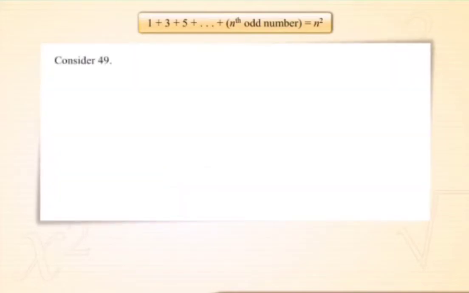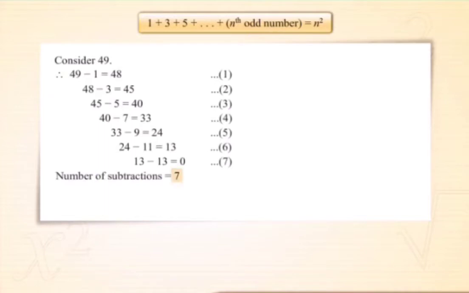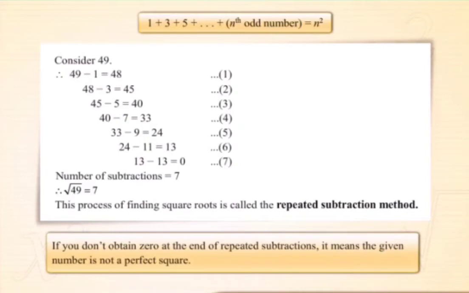Consider the number 49. Now, starting from 1, subtract odd numbers from 49 until you get 0. The total number of subtractions you performed is 7. Therefore, the square root of 49 is 7. This process of finding square roots is called the repeated subtraction method. Remember that if repeated subtractions do not give a 0 at the end, it means the given number is not a perfect square.